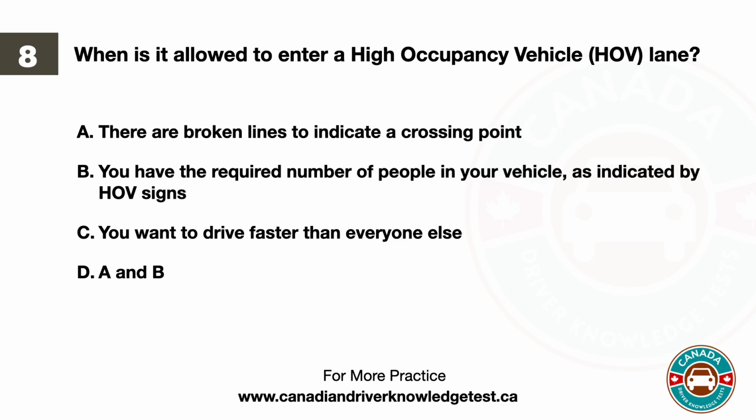Question 8. When is it allowed to enter a high-occupancy vehicle lane? A. There are broken lines to indicate a crossing point. B. You have the required number of people in your vehicle as indicated by HOV signs. C. You want to drive faster than everyone else. D. A and B. The answer is D. A and B.